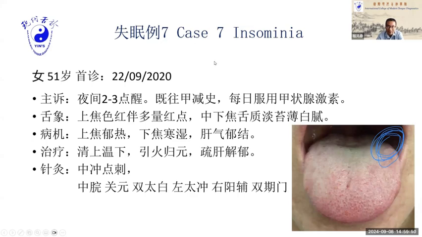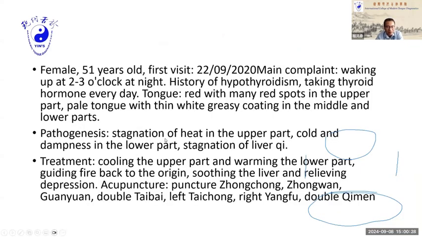In this case I use the tongue to guide how to use acupuncture treatment, because half of my patients I treat with acupuncture, and all of them are guided by tongue reading. In these patients, we can easily find the tip of the tongue is red and the lower part of the tongue is white, with liver qi stagnated. So we see stagnation of heat in the upper part, called arpedial.